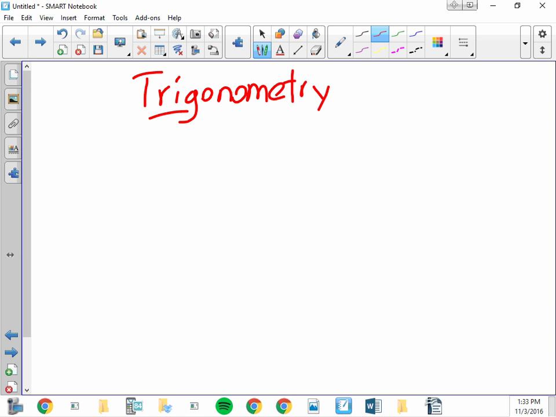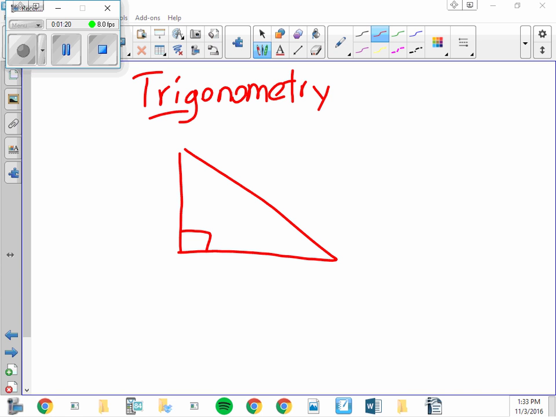So, trig, or tri, meaning 3, gonometry, meaning the mathematical study of. Trigonometry is the mathematical study of 3, more specifically, triangles. We talked about right triangles. So our favorite right triangle is the 3, 4, 5 triangle. And the Pythagorean theorem says that 3 squared plus 4 squared equals 5 squared.